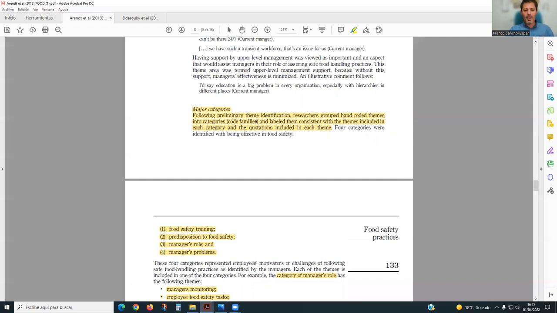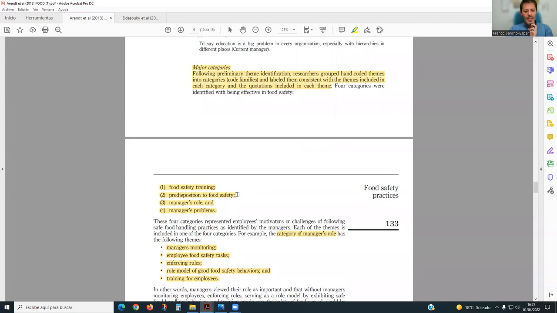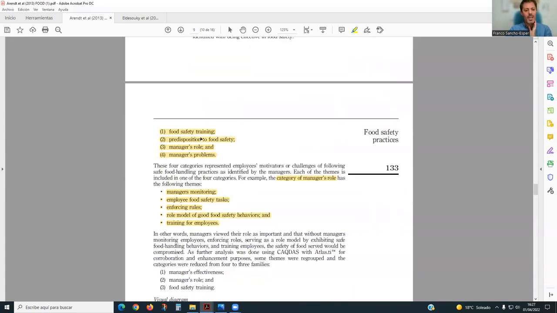Following the preliminary theme identification, researchers grouped hand-coded themes into categories, code families, and label them consistent with the themes included in each category, and the quotations included in each theme. So what they are doing is creating code categories, code families, sorry. And these are the different things: food safety training, predisposition, whatever. In our case, for example, this would be the levels, the transactional, the experiential, the relational, or would be, for example, the customer journey map steps before, during, and after.